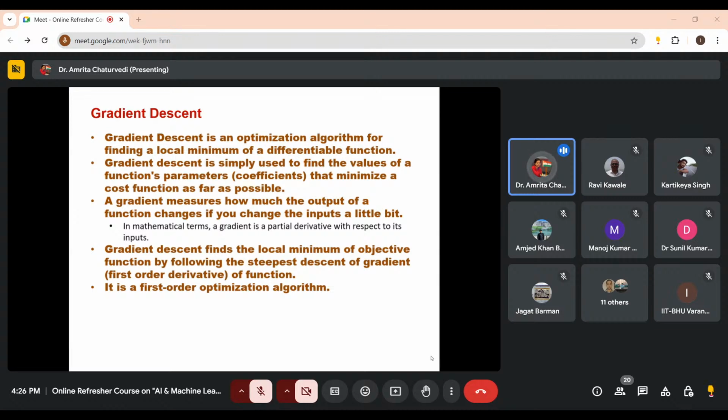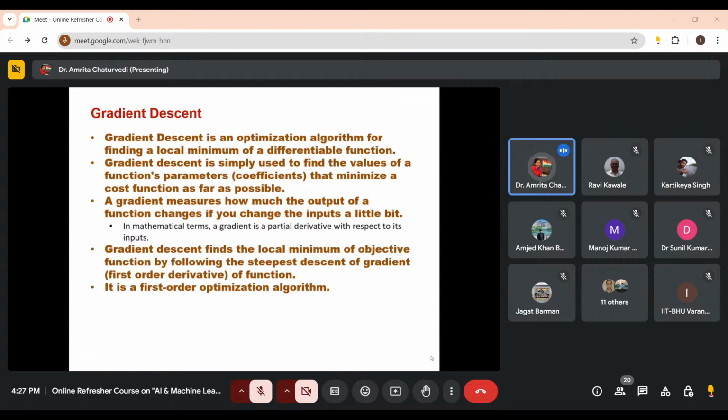This algorithm is used to find the values of the function's parameters that minimize a cost function as far as possible. So what is that hill cliff? That hill cliff is your cost function. You want to minimize the cost and find the optimal parameters at the same time, which are helping you minimize the cost. This you do at each iteration.